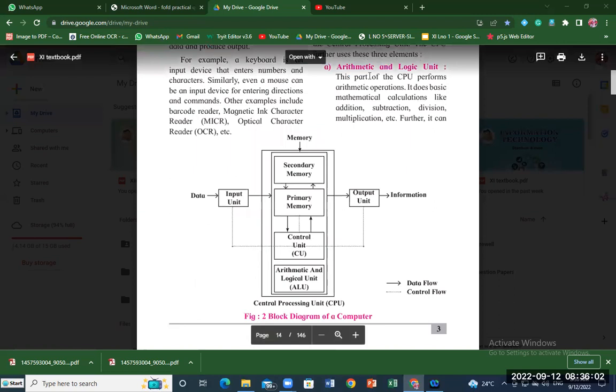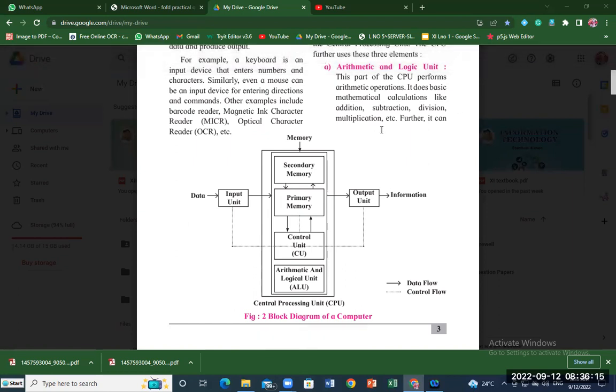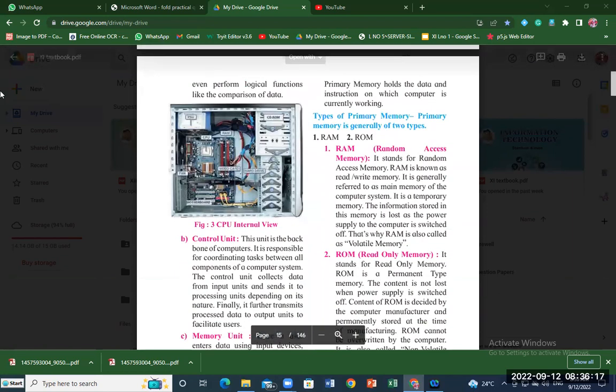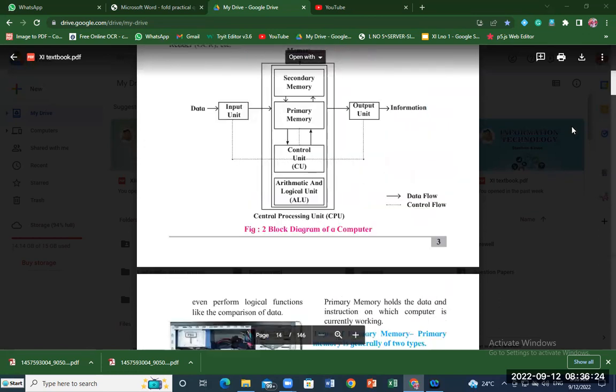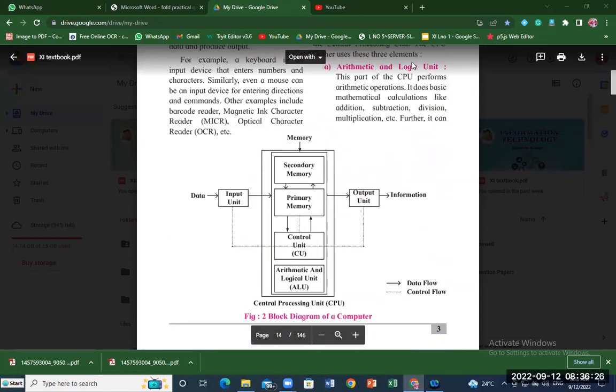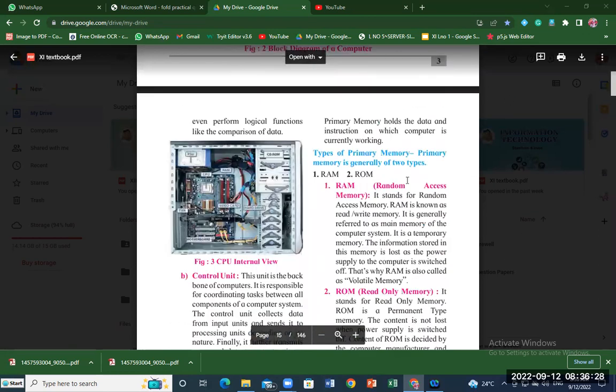Now what is ALU? ALU stands for Arithmetic and Logic Unit. This part of the CPU performs arithmetic operations. It does mathematical calculations like addition, subtraction, division, multiplication, etc. Further, it can even perform logical functions like comparison of data. Fine. So ALU does arithmetic operations and logic operations also.